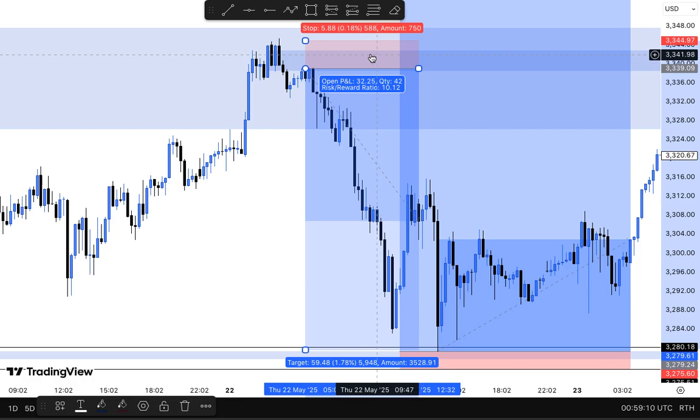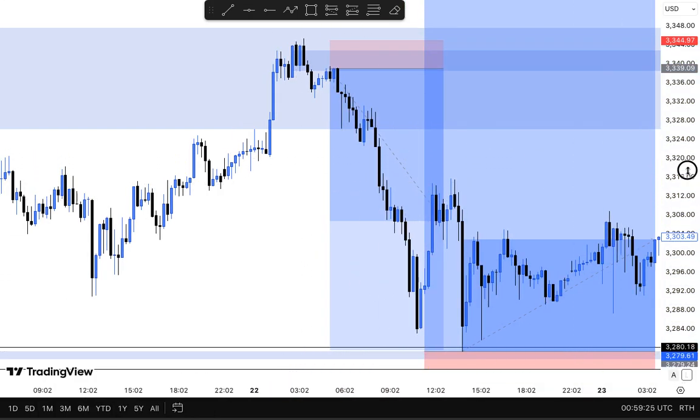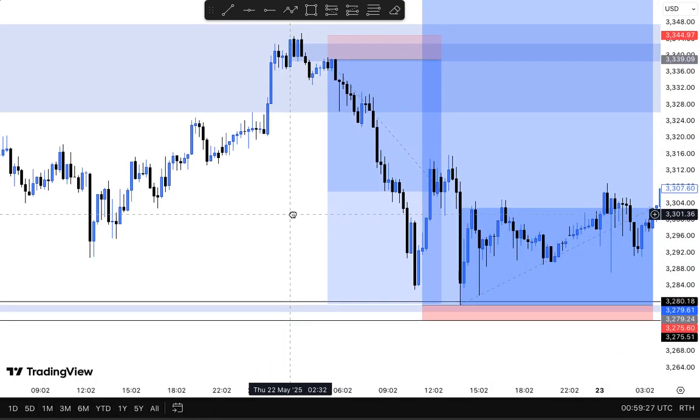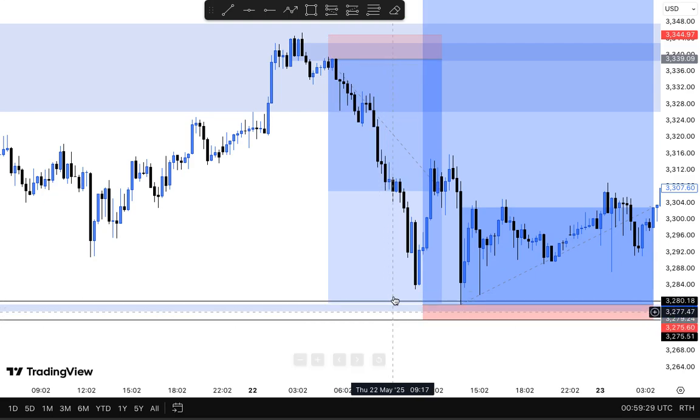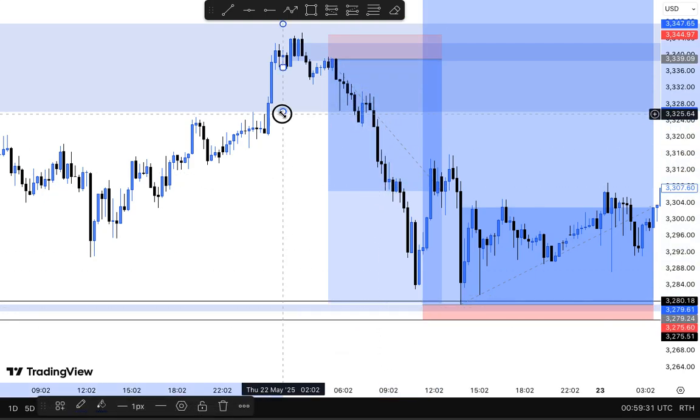So you had risked 58 pips for almost 600 pips. That's 594 pips. You can see it from here. You can see it from this side, 594 pips.